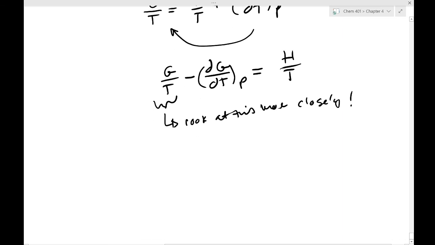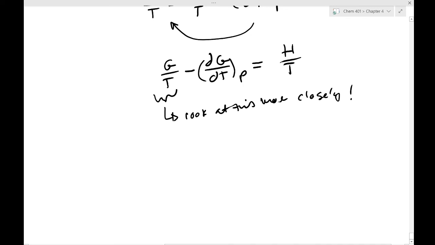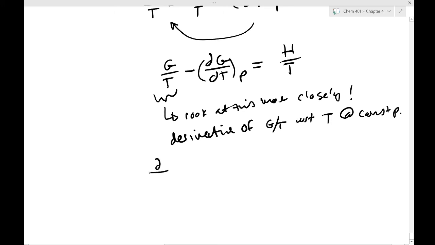Okay, we're going to look at this more closely. And the first thing we're going to do is take the derivative of G over T with respect to T at constant pressure. It'll become clear in just a minute why I'm doing all of this. Symbolically, it's the partial change with respect to temperature of the function G over T at constant P.